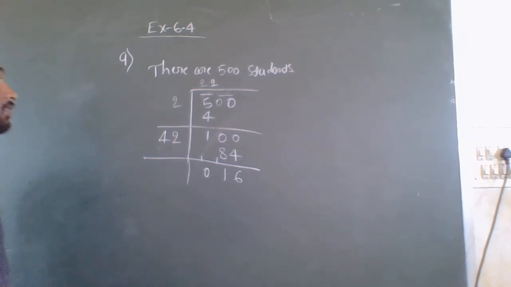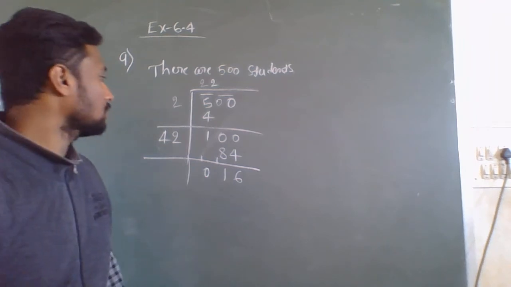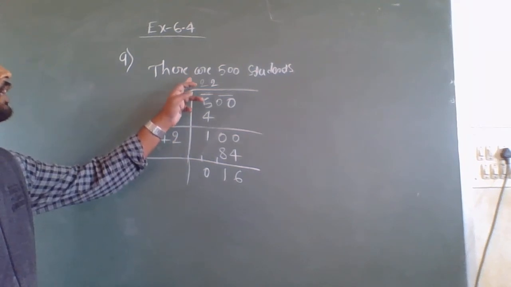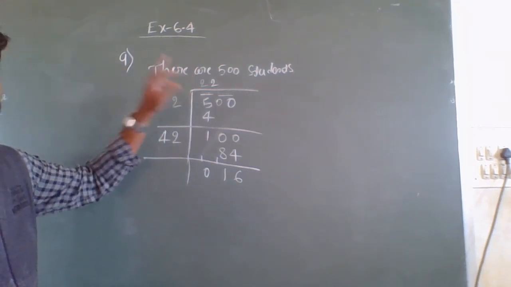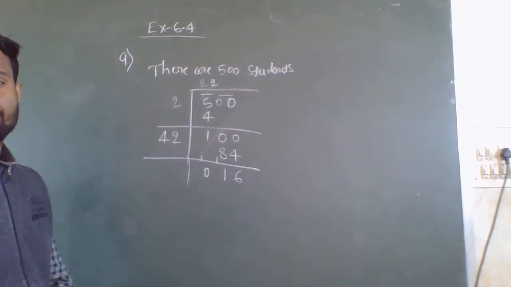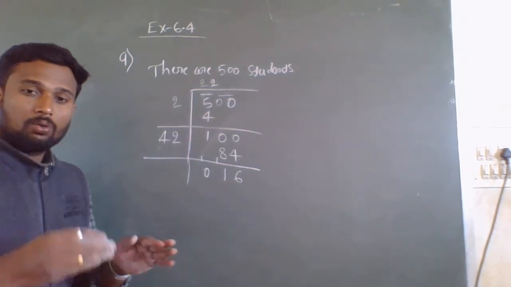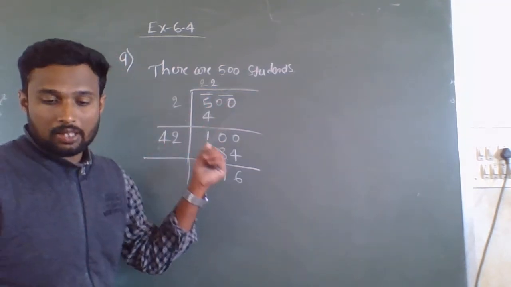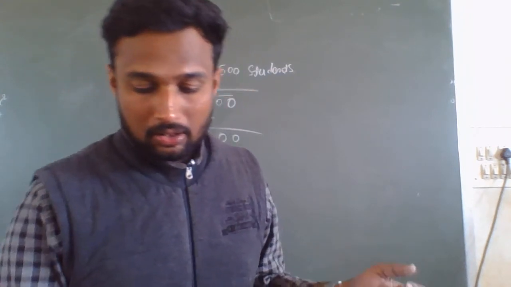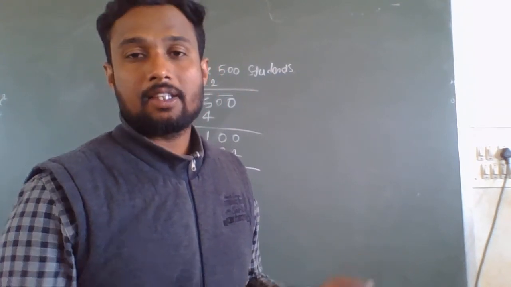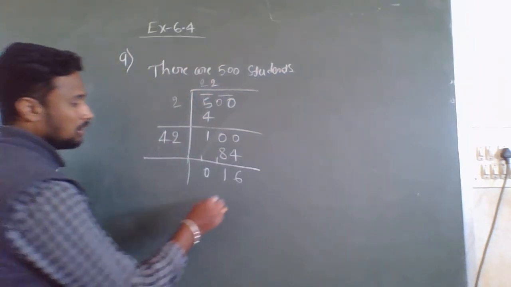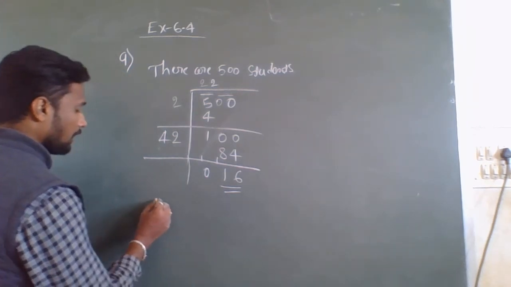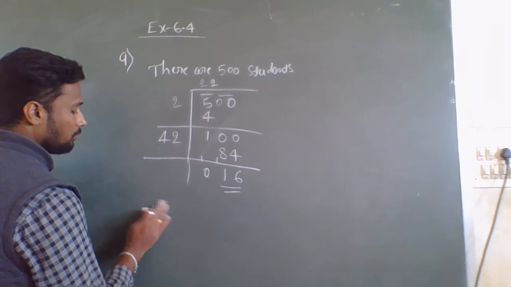The remainder is 16. So there are 16 students more. So the square value of 22 is less than 500. But to get the number of rows equal to the number of columns, we should get a perfect square number, and they are asking how many children are left out in this arrangement. Here 16 students are more than a perfect square number. Therefore here I can directly write 16 is the remainder.